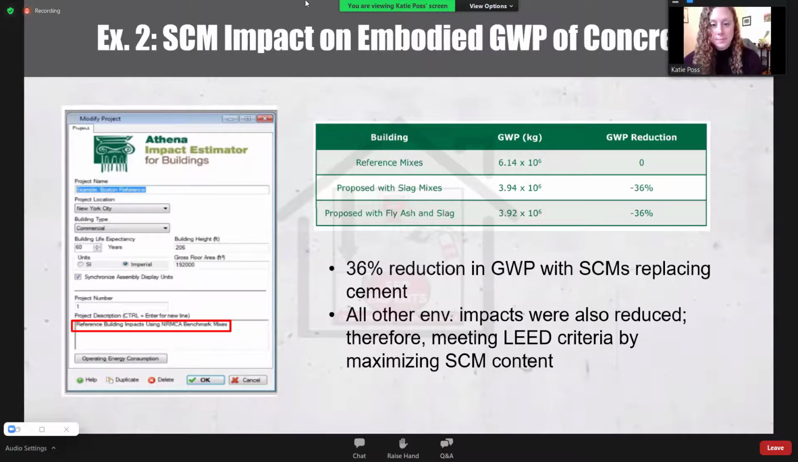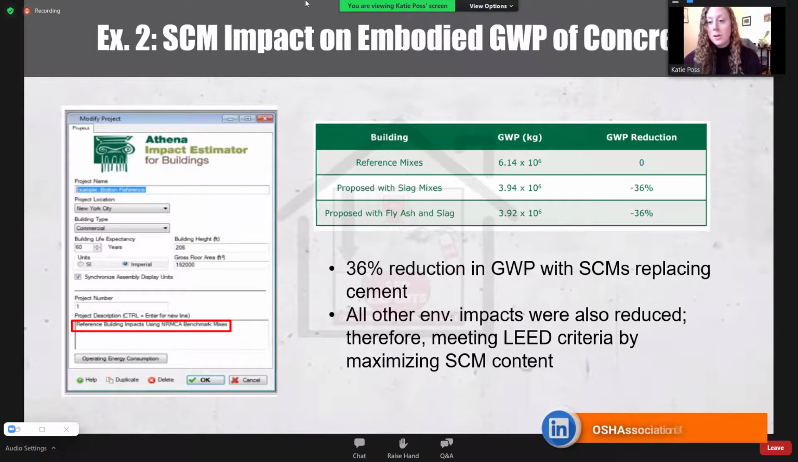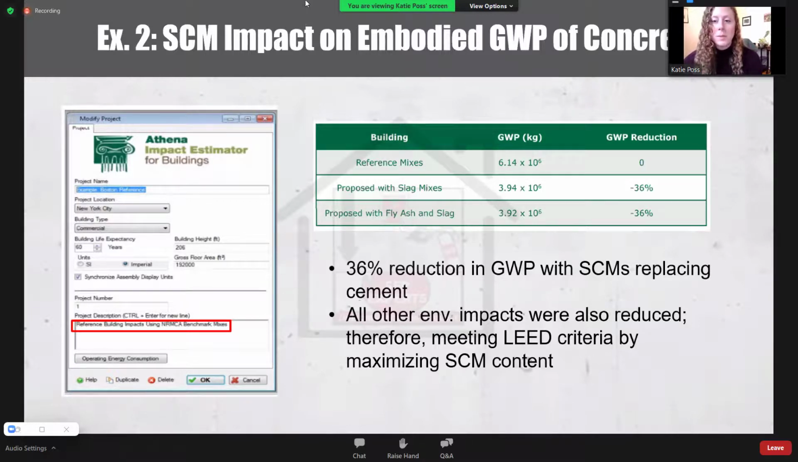Now keep in mind that this example was simplified for illustration purposes, and it only considered the effects of concrete. But specifically for the LEED credit, you have to model all of the structure and enclosure materials. So you would need to add things like reinforcing steel, structural steel, fireproofing, all of your exterior cladding materials such as glass, aluminum, and insulation. And the Athena Impact Estimator software does have most commonly used materials built in.